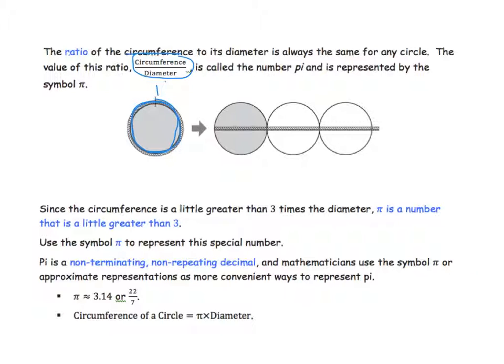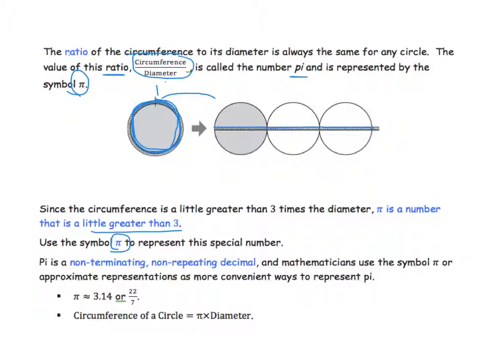And we know through experiments that the circumference to the diameter, so if we take the circumference and measure it out, it takes a little more than 3 diameters. So the circumference to the diameter is this very special ratio, and that ratio is called pi. And I'm really hoping that this is not the first time you've heard this. Since the circumference is a little greater than 3 times the diameter, pi is a number that is a little greater than 3.